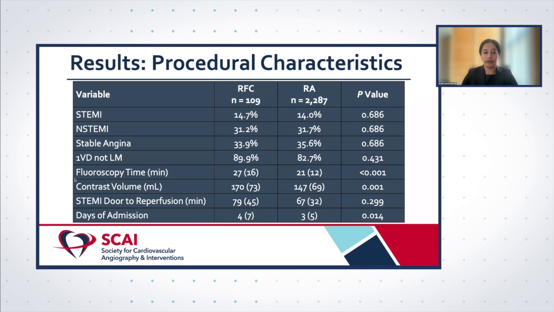Patients who required radial to femoral crossover had longer fluoroscopy time and received more contrast volume compared to patients who had radial access. Among STEMI patients, those who required radial to femoral crossover had numerically longer door-to-reperfusion time, but this did not reach statistical significance. Patients who required radial to femoral crossover had longer admission duration compared to patients who had radial access.